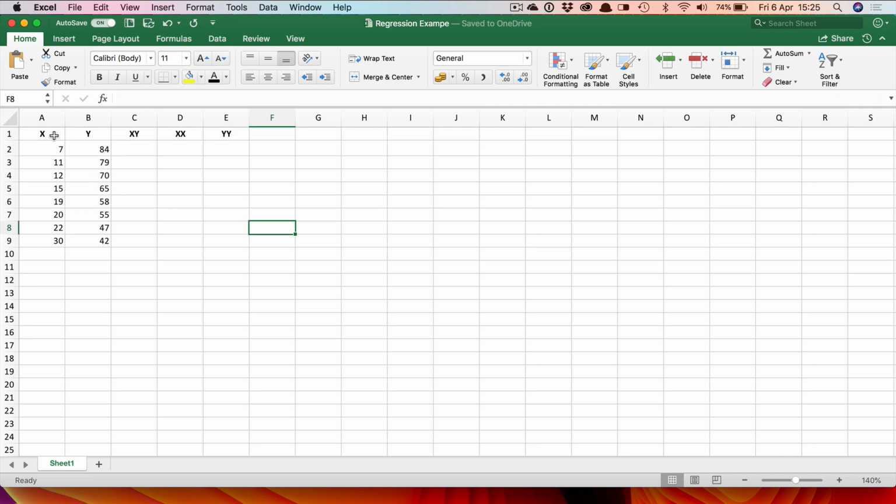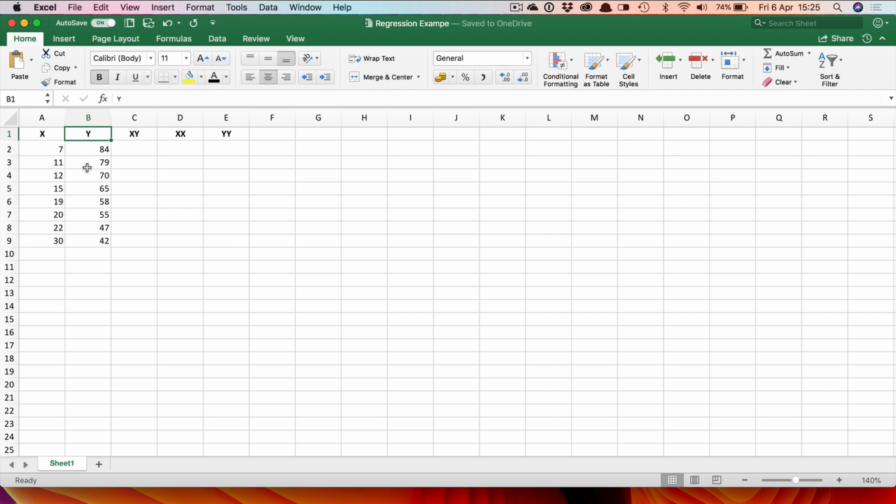Now, of course, in practice these will relate to some specific variables where you're trying to find a relationship between them. X is of course the independent variable, and Y is the dependent variable. In other words, we're looking to see whether changes in X cause changes in Y, and if we can find a relationship between them, we can use that for forecasting.